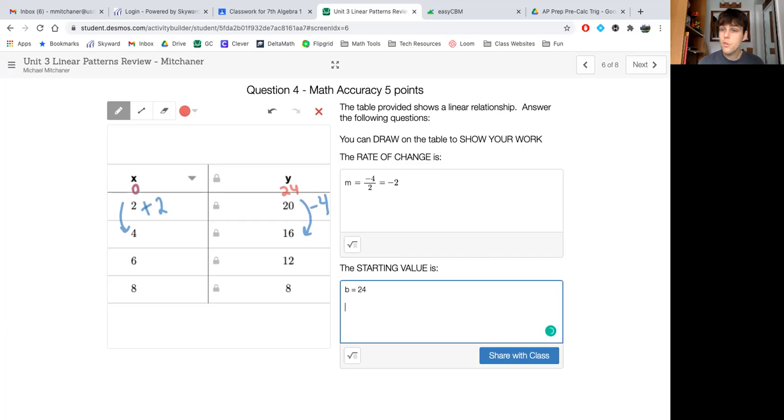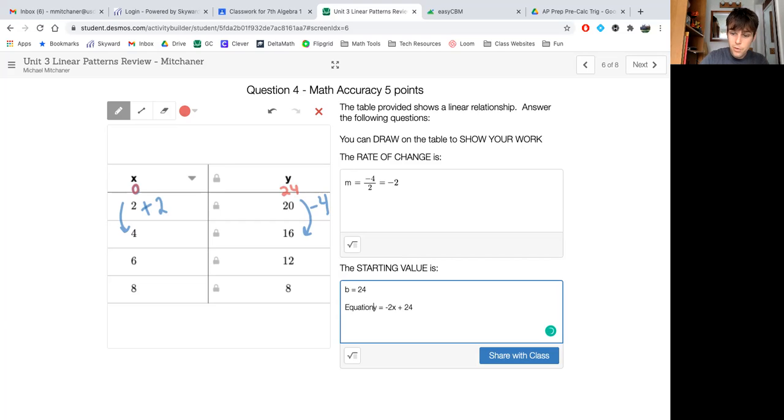Now, if we were wanting to write this as an equation, remember y equals mx plus b. M is the rate of change, so -2x, plus b. B is the starting value there that we just found out. That would be the equation.